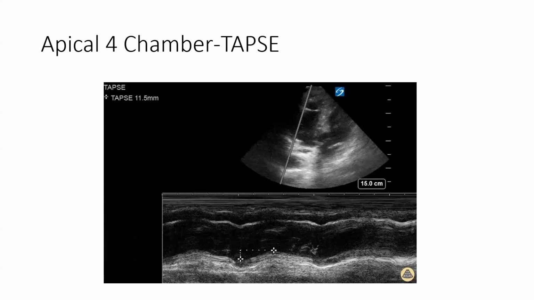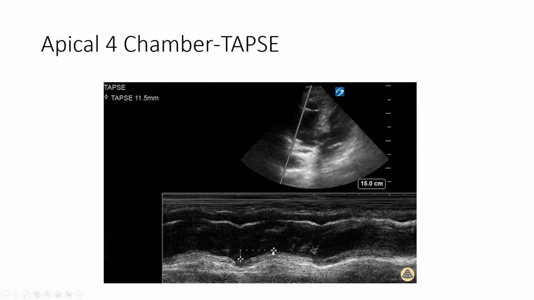Okay, so from this view, we can also get a quantitative look at the right ventricular systolic function, at least the best tool that we have. So we drop an M-mode line through the lateral aspect of the tricuspid valve here, and this is the waveform that we get. So again, it's peak to trough.